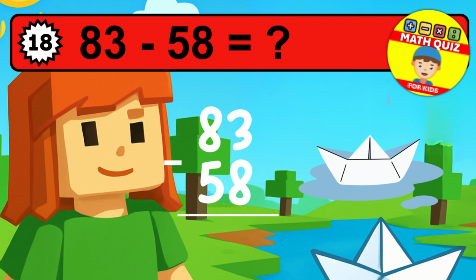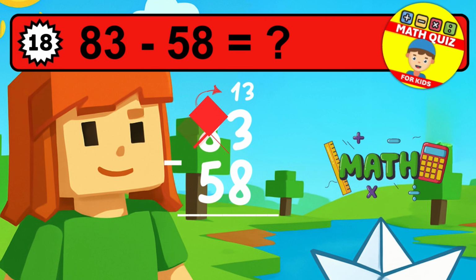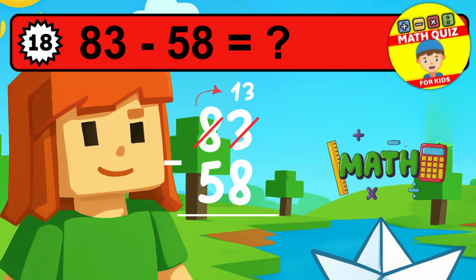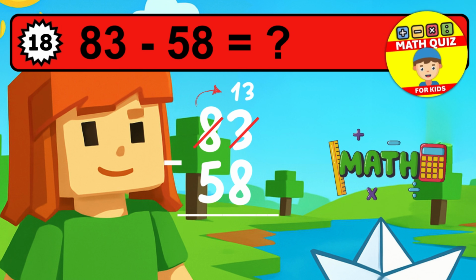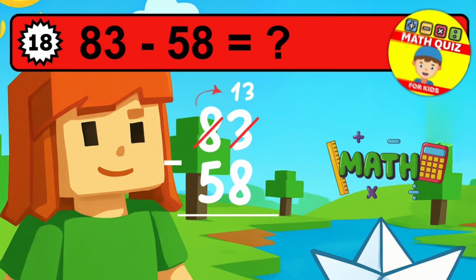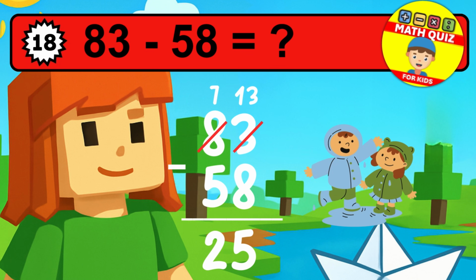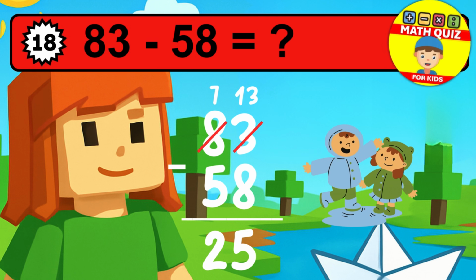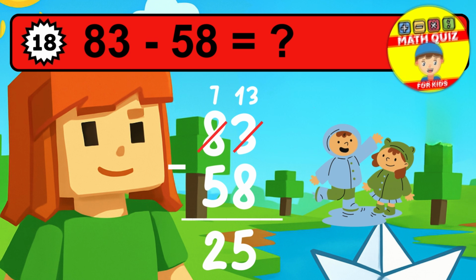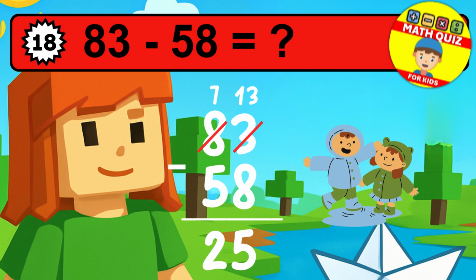Let's solve this step by step. We start with the units. 3 minus 8 is not possible, so we need to regroup. We take one 10 from the tens column. Now we have 7 tens, and the units become 13. Now we subtract. 13 minus 8 is 5.